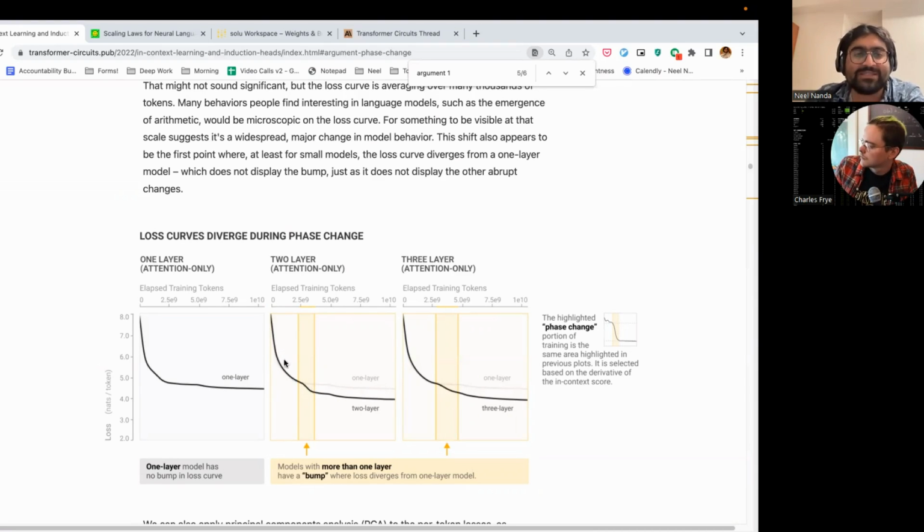I'm surprised they track each other so well up to this point, because the 2-layer model has twice as many non-embedding parameters. So scaling laws predicts it should do better. 2.5 billion tokens is quite a long time. That's true. Yeah. 3 layers, similar effect.